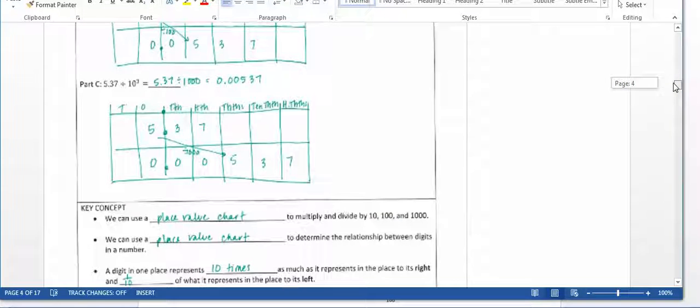Great, and so you can make the connection now: when we're multiplying by powers of 10, we're sliding to the left. When we're dividing by powers of 10, we're sliding that number to the right, where the place value is getting 1/10 as big, or 1/100th as big, or 1/1000th as big.